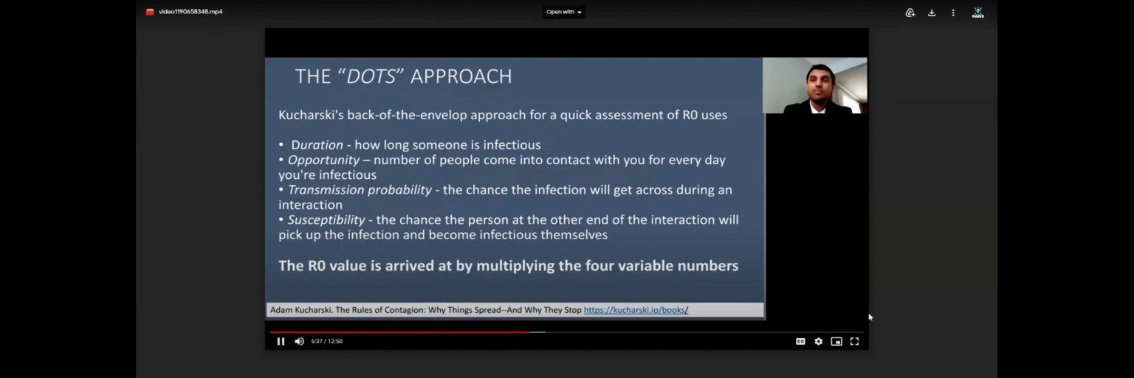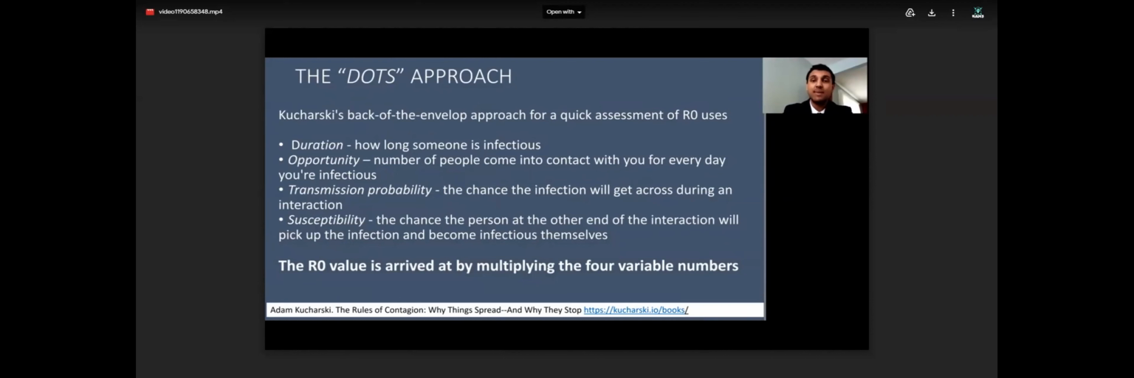Kucharski's back-of-the-envelope approach for a quick assessment of R naught uses duration, opportunity, transmission probability, and susceptibility, the DOTS method, where duration is about how long someone is infectious, a week or two in the case of SARS-CoV-2 virus. The opportunity is a measure of how many people come into contact with you for every day you're infectious.